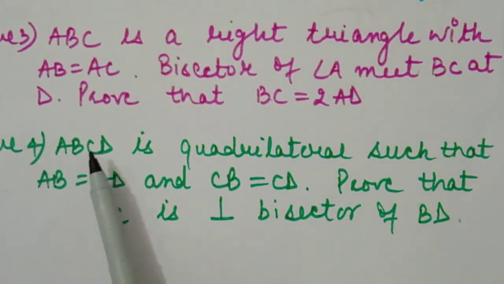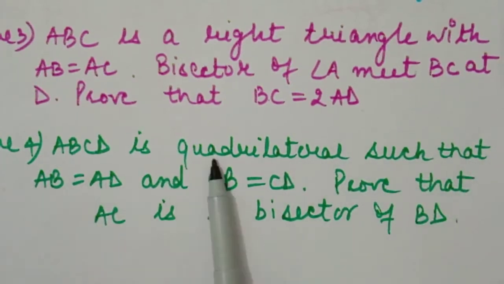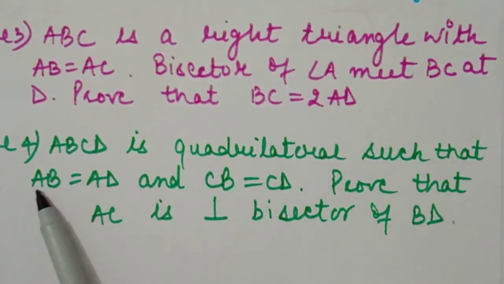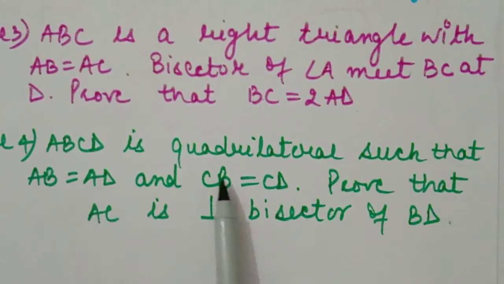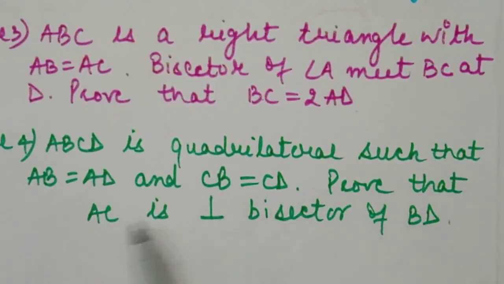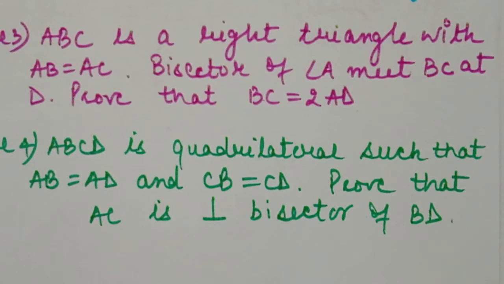Fourth question was, ABCD is a quadrilateral such that AB is equal to AD and CD is equal to CB. Prove that AC is the perpendicular bisector of BD.